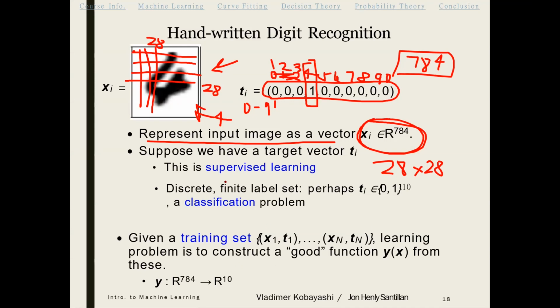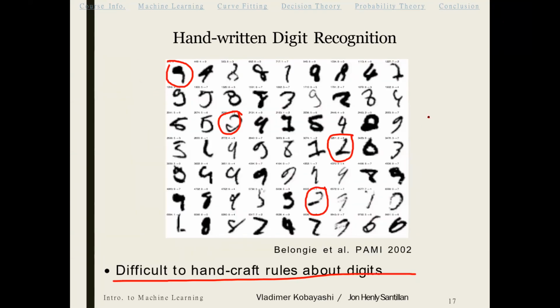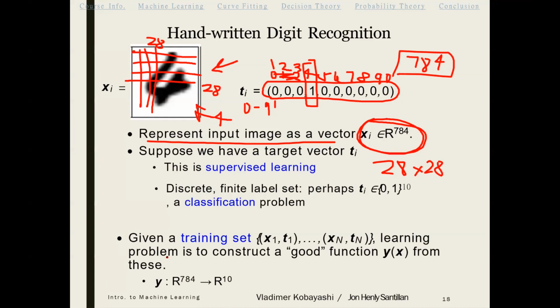So given a training data, ito lahat yan is a training data, we can now construct a function that maps this to this. And once we have that, we can apply it to predict what would be the t_i given a specific x_i. Okay?